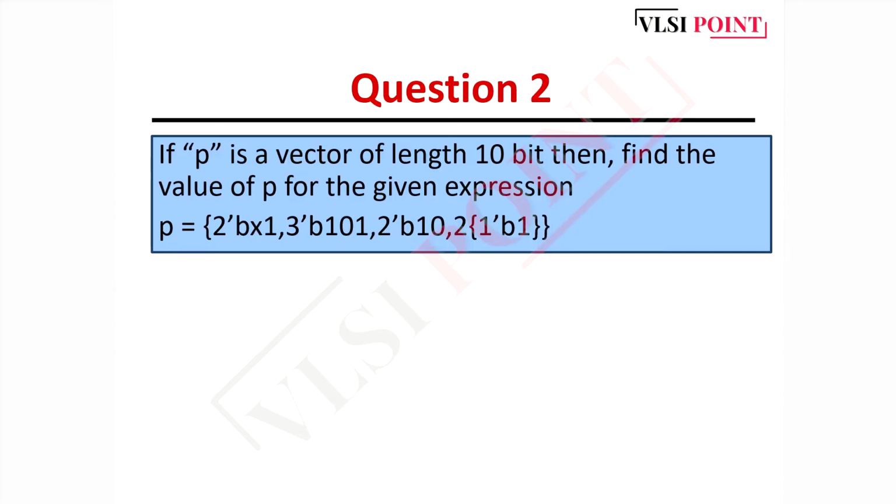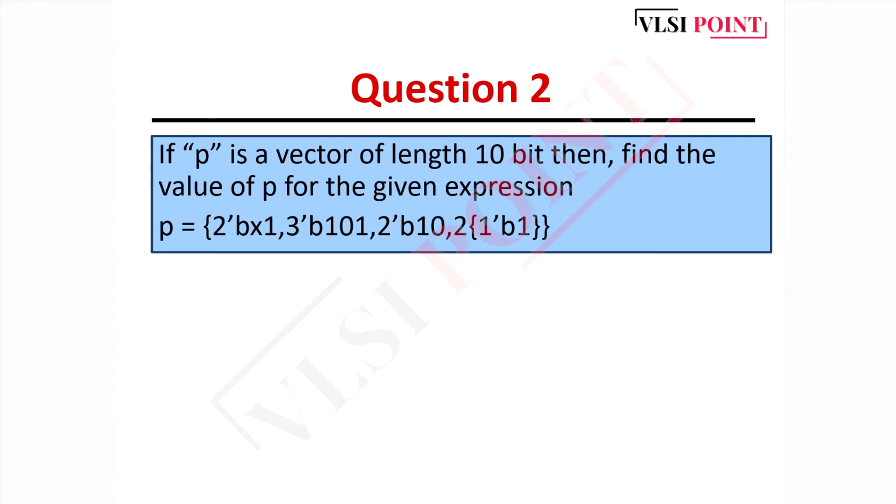So question 2 is, if P is a vector of length 10 bits, then find the value of P for the given expression. Here you can see this is the concatenation operator, and I have explained very well in the previous video what is the concatenation operator and how we can use that operator. So here simply you have to concatenate different values, which is 2'b x1, then 3'b 101, then 2'b 10, and then there is a replication operator. So you have to replicate 1'b1 2 times. So let's see what will be the final value of P.